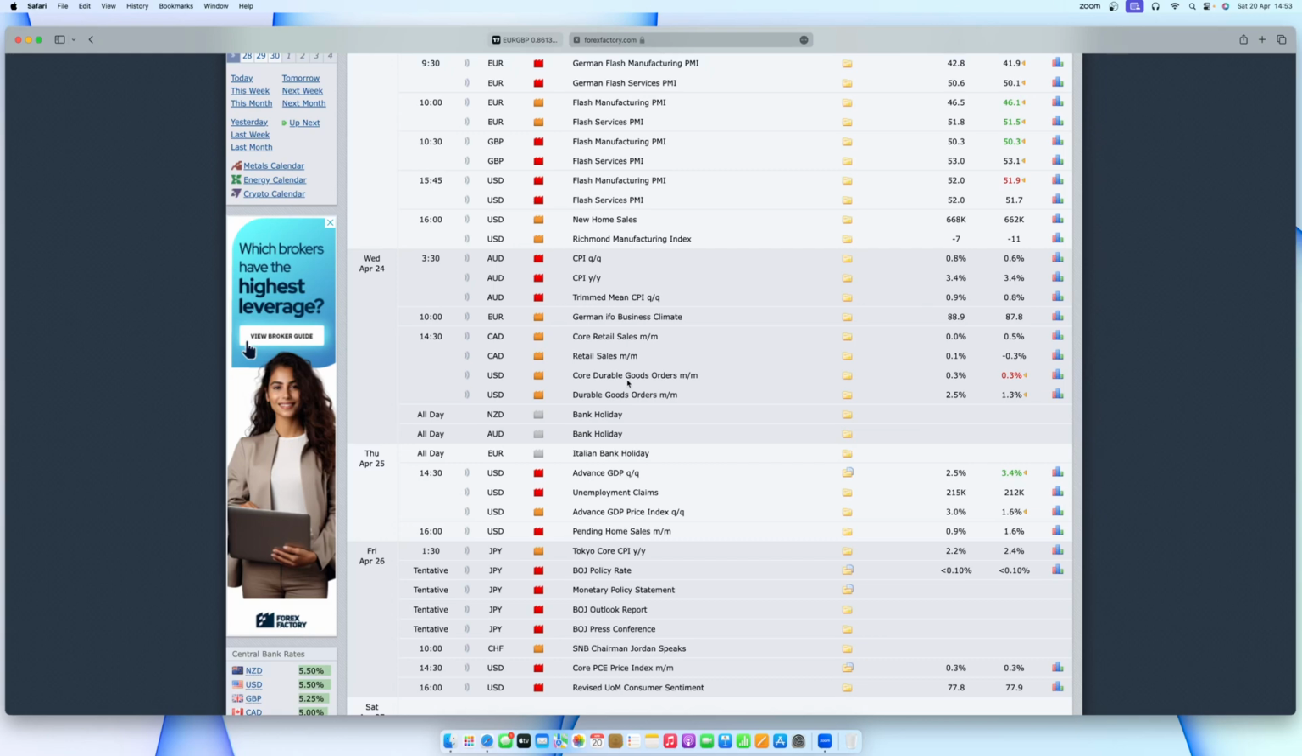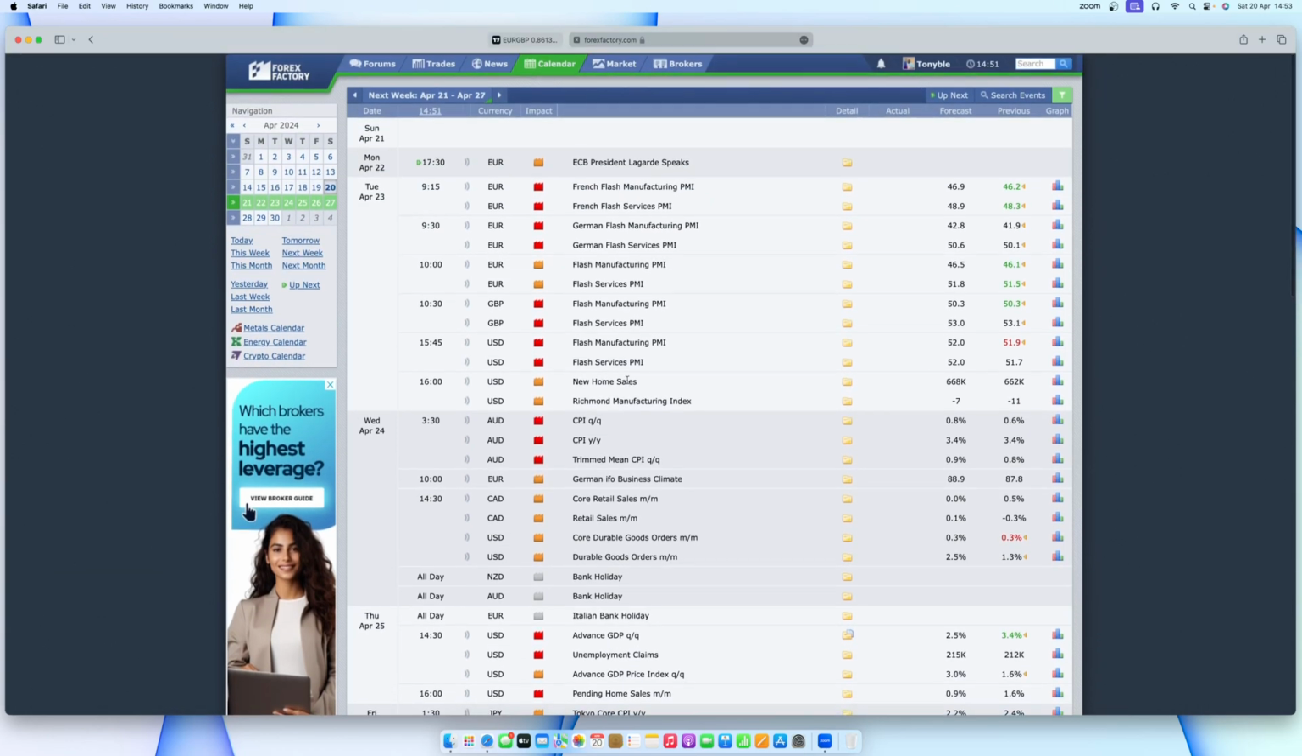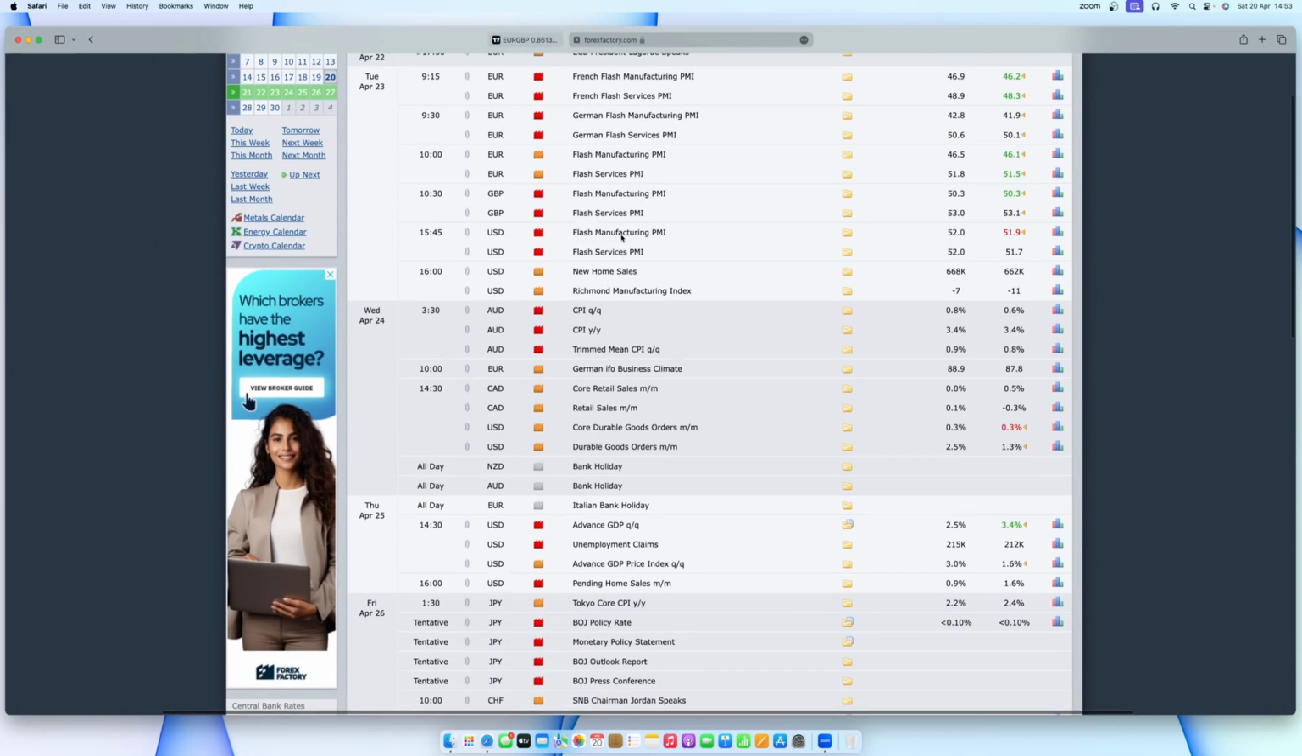Monday is a little bit calm. Right, so guys, this is the calendar we're going to be working with. Sorry, what I was reading earlier was for this week. So this is for next week. All right, so we do have major news on Euro, AUD, USD, and JPY.